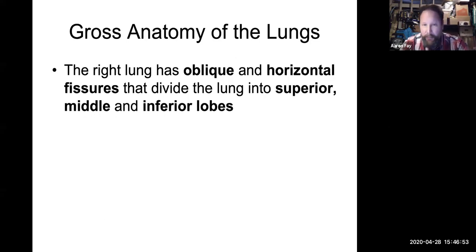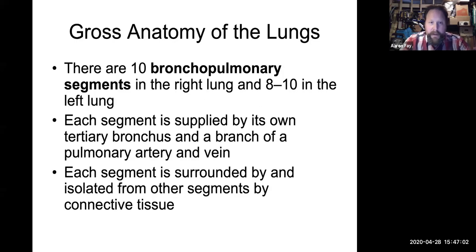Right lung is a little bit more simple. Three lobes: superior, middle, and inferior. We have two fissures, horizontal and oblique. Now, there are about 10 segments to the right side and about 8 to 10 on the left.